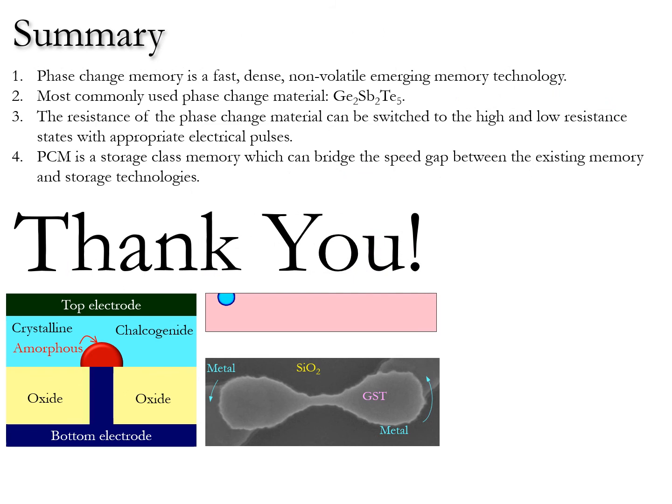I'd like to conclude this module with some key points. First of all, phase change memory or PCM is a fast, dense, non-volatile memory technology. The most commonly used phase change material is germanium antimony telluride with the 2-to-5 composition. The resistance of the phase change material can be switched to the high and low resistance states with appropriate electrical pulses that are called reset and set pulses. And PCM is a storage class memory which can bridge the speed gap between the existing memory and storage technologies.